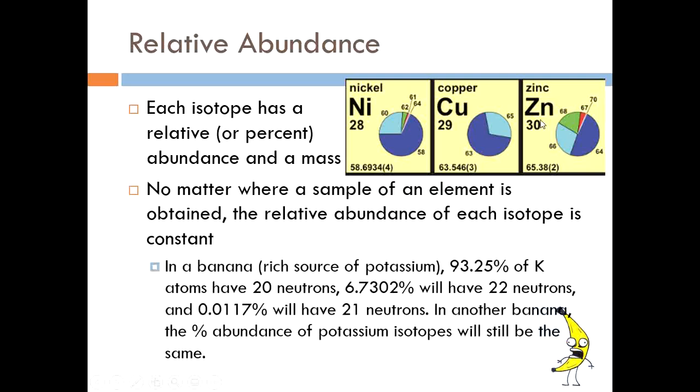So no matter where a sample of an element is obtained, the relative or percent abundance of each isotope is constant. So in a banana, which we eat because we want the potassium, 93.25% of potassium atoms have 20 neutrons, 6.7% has 22 neutrons, and 0.01% has 21 neutrons. So potassium has 3 different isotopes. In another banana, the percent abundance of potassium isotopes will still be the same. It's just how it is, by nature.